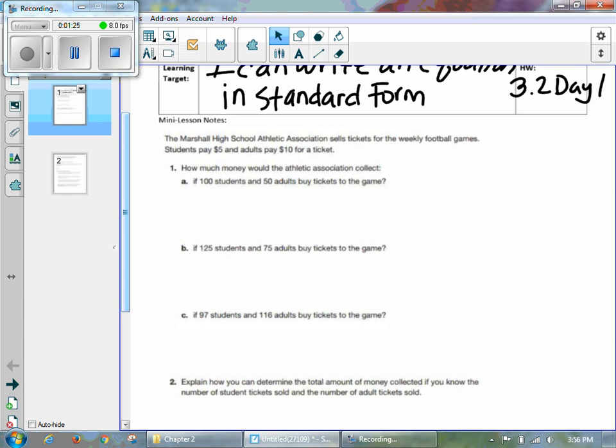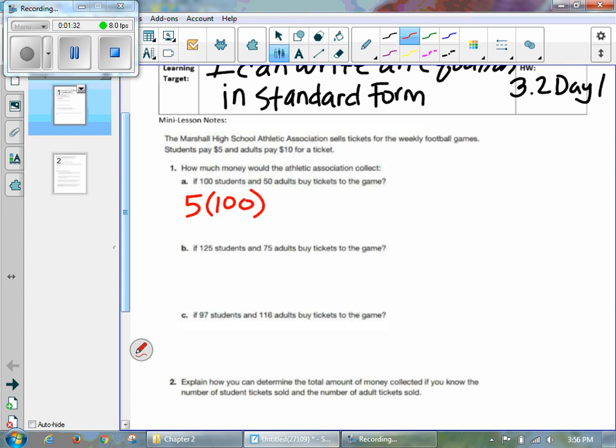Well, if it's $5 for every student ticket, let's multiply 5 times 100 because 100 student tickets were bought. And we're earning money from the adult tickets. It's $10 we earn for every adult ticket, and 50 tickets were purchased. So we'll multiply 10 times 50. The total amount of money they made is $750 for selling the 100 student tickets and 50 adult tickets. I'm going to let you finish B and C on your own.